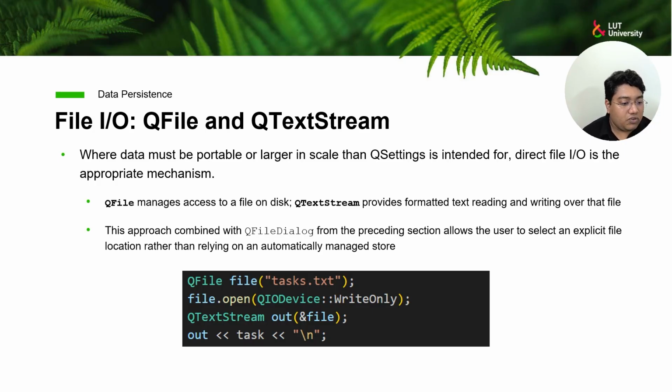The first is QFile. QFile is responsible for opening and closing files. And then the next one is QTextStream. Once the file is open, QTextStream allows us to read and write formatted text. These two classes actually work together. QFile manages the connection to the file, and then QTextStream handles the actual text flowing through that exact connection.